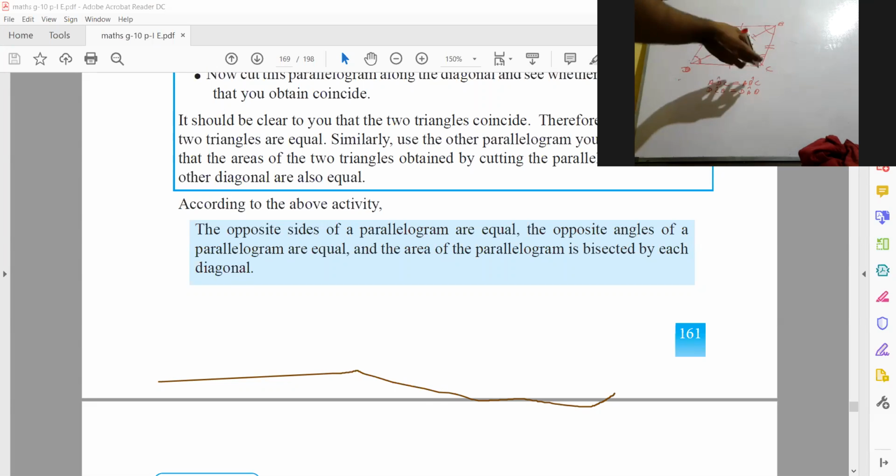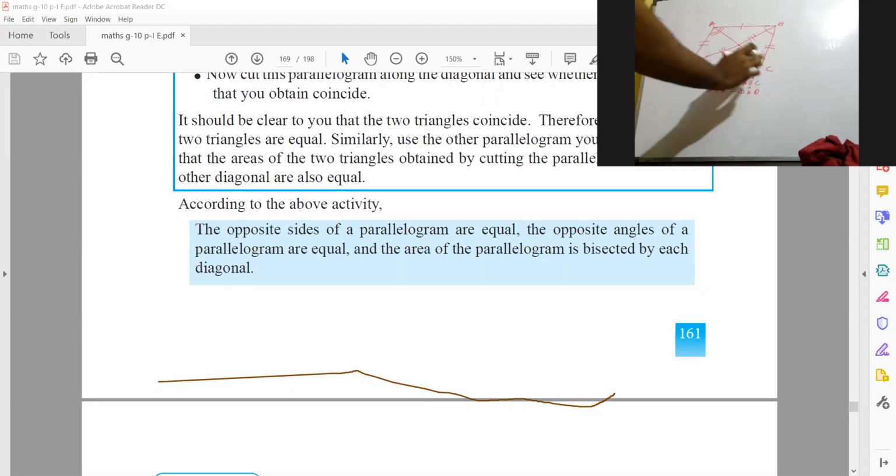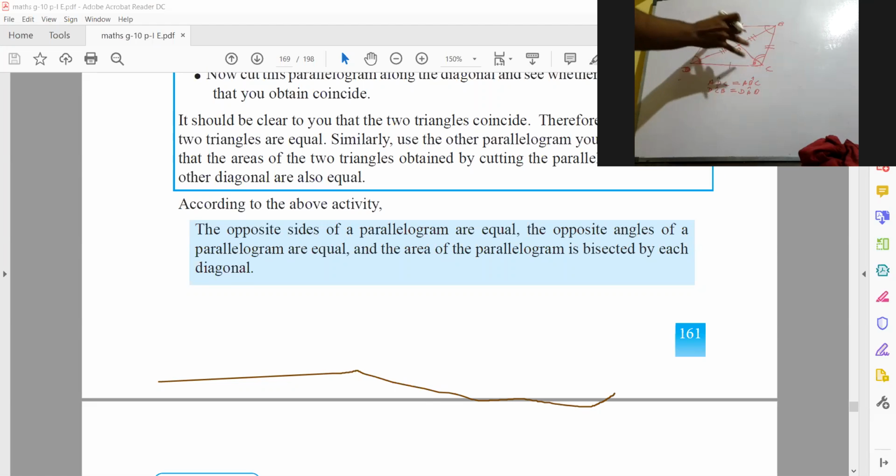Then in the other diagonal AC, the diagonal AC is also bisected by O. Therefore, AO is equal to OC, right? So those are the properties of a parallelogram.